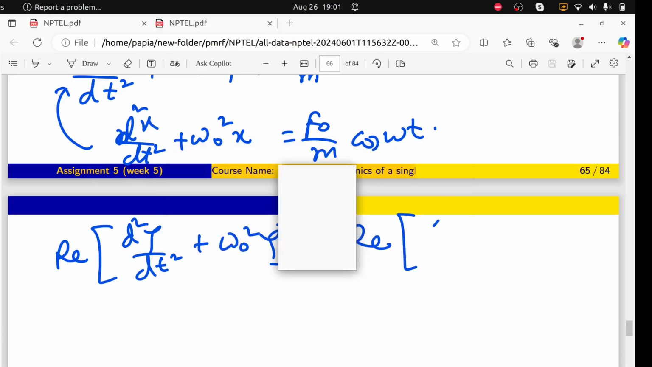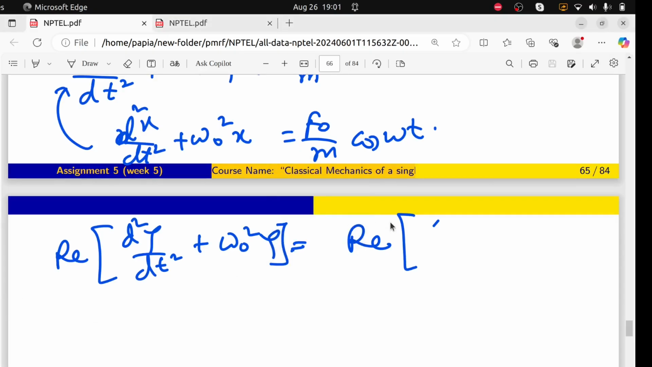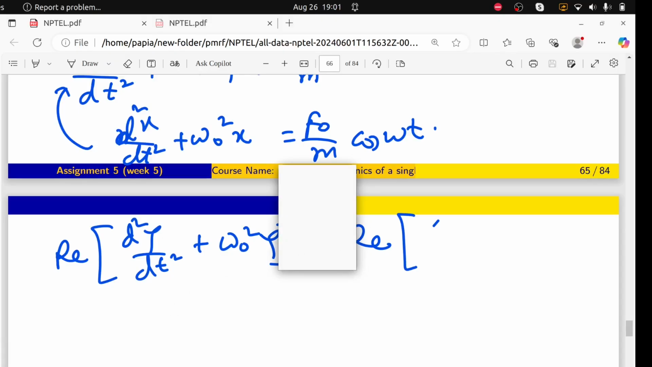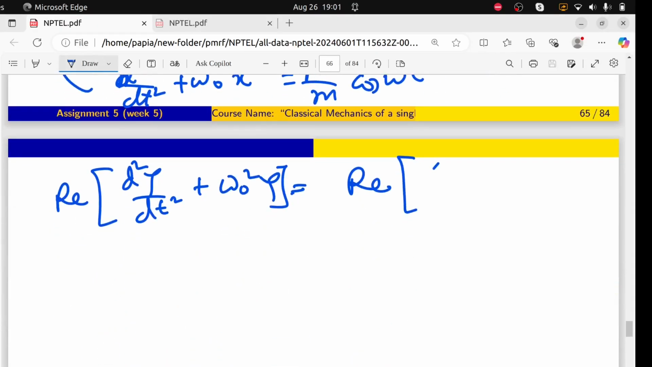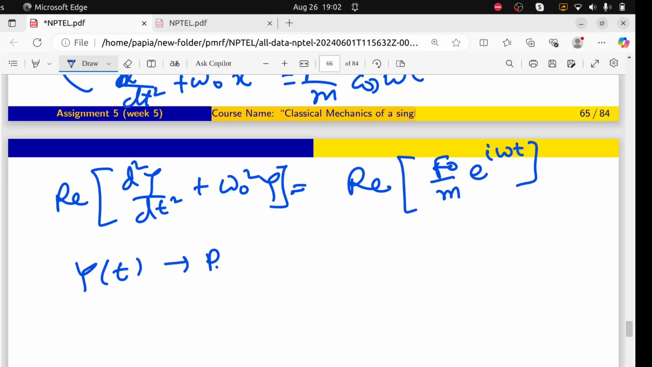If I write f0 by m e to the power i omega t, that can be fine, no problem. But there will be another problem which we will see a little bit later. Right now we need to find y of t. After that we can find the real of y of t, and then we have the value of x of t.